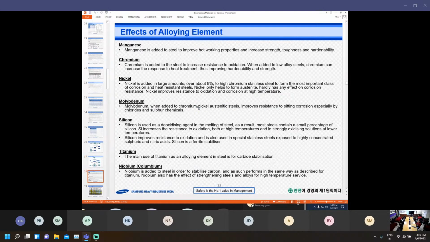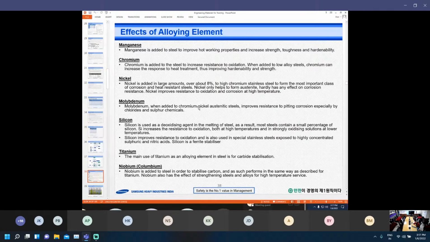Now, in the coming few slides, you will get a good understanding about the effect of alloying elements in the parent material. Suppose you are adding manganese. What will happen? It increases the strength, toughness, and hardenability. Okay. If you are adding chromium, it will improve the heat treatment response. It also increases the hardness and strength. If nickel is added more than 8%, it is good for high temperature. If it is less than 3.5%, it is for low temperature. But it is good for corrosion resistance.